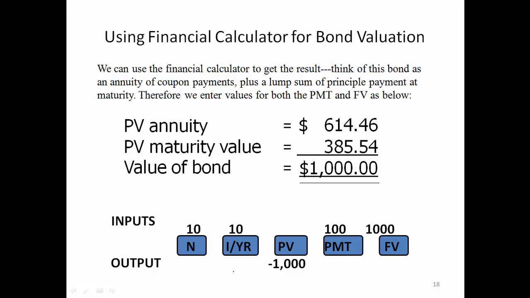We can use the financial calculator to get the result. Think of this bond as an annuity of coupon payments. It is an annuity because all those coupon payments are the same amount, plus a lump sum of the principal payment at maturity. So we can enter values for both payment and future value. We have 10 payments, each payment being $100, and we have a $1,000 lump sum amount at the end, so we put 1,000 as FV, and we use a 10% discount rate, so 10 as I/Y. We compute present value and we get $1,000. That's the value of the bond.